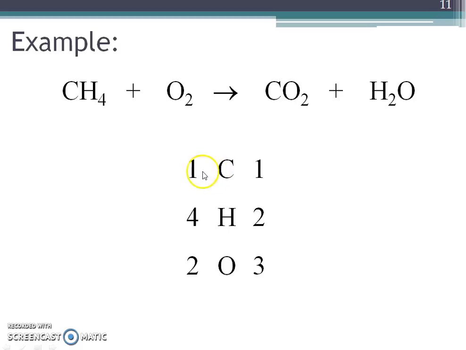Then I go to the top. All right, carbons are balanced, so I'm going to go to the next one. Hydrogens are not balanced. We have 4 on the left, and we need to get 4 on the right. We only have 2. So what number here, this would be the coefficient, what number here times 2 would give you the 4 that you need? Hopefully you said 2. So that's going to change the hydrogen from a 2 to a 4.